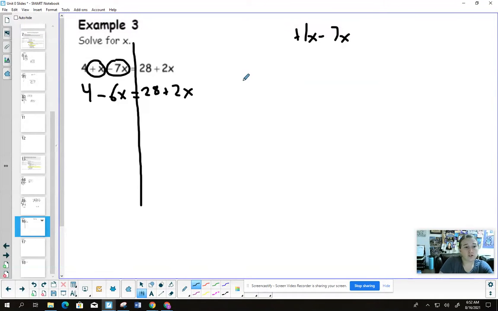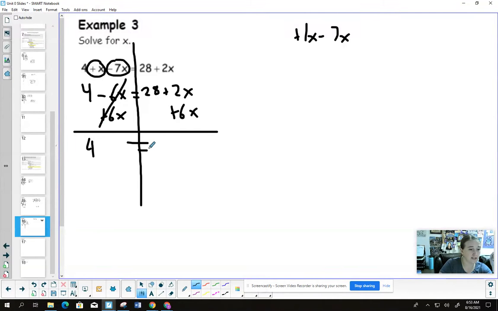Okay, so I'm going to show this. Again, I'm just choosing. It really doesn't matter. I'm going to move the 6x first. I could move the 2x. I will get the same answer. So I'm going to go ahead and add this 6x over. If you moved the 6x, make sure you added it. That's gone. We got 4 equals, I got 28 still. 2x plus 6x, this gives us 8x.